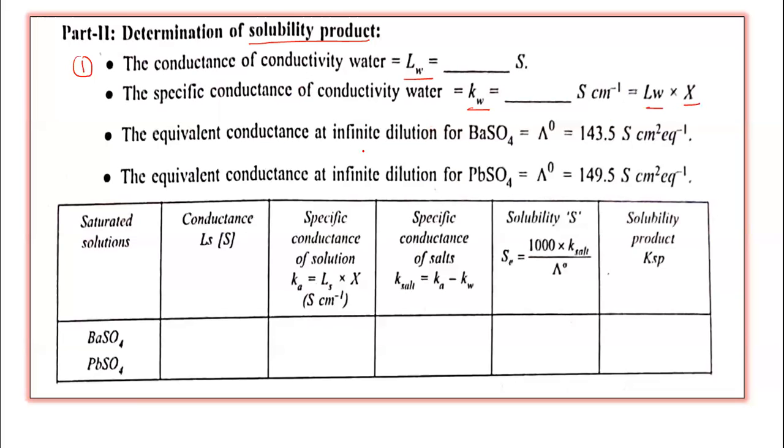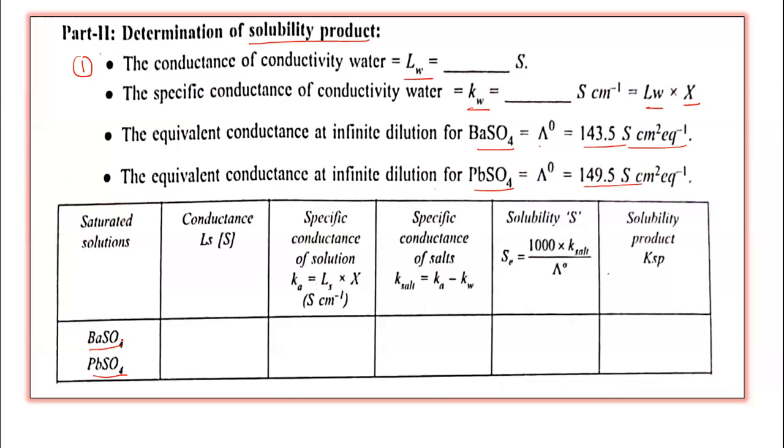Then the equivalent conductance at infinite dilution for barium sulfate is given. That value is 143.5. Similarly, the equivalent conductance at infinite dilution for lead sulfate, which is another sparingly soluble salt, is given. It is around 149.5. The unit of the equivalent conductance is Siemens centimeter square per equivalent. Now we have two salts here, barium sulfate and lead sulfate.